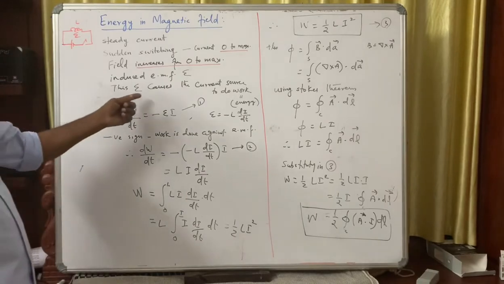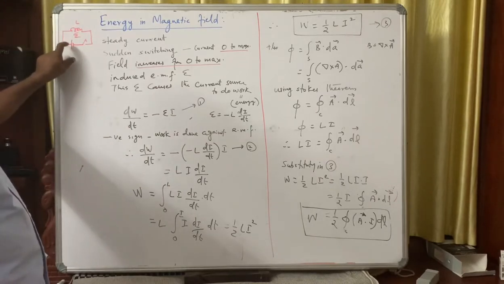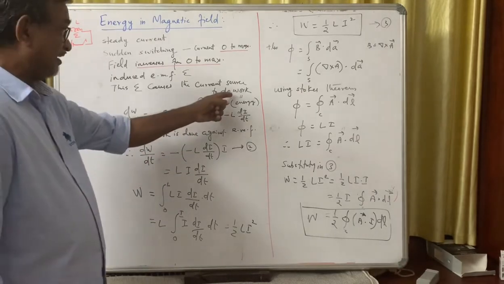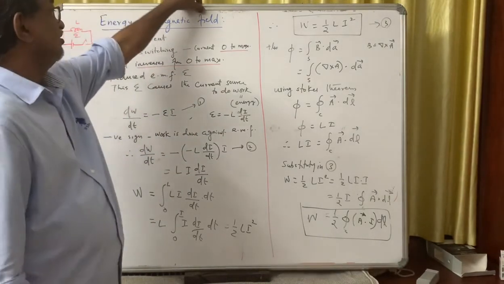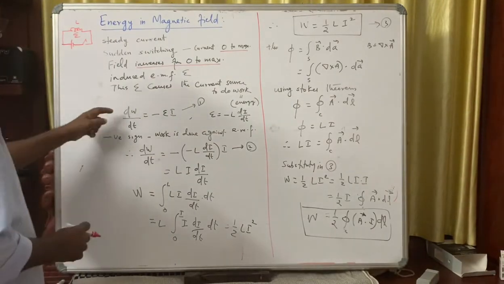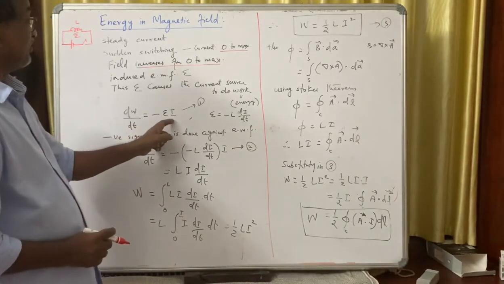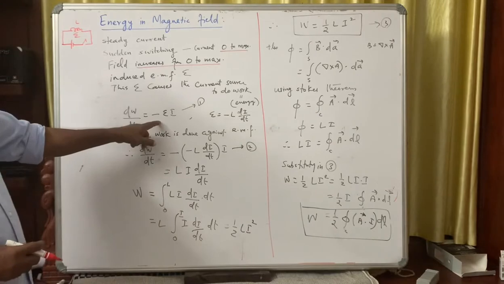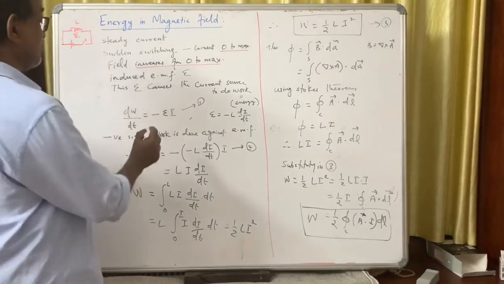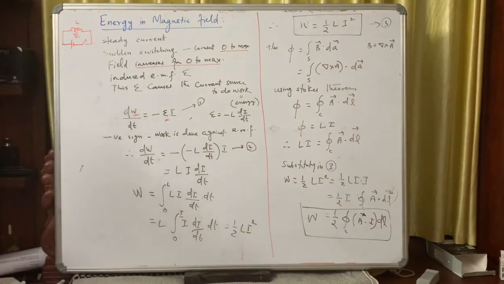And this EMF causes the current source to do work. It forces the current source to do work, and that is the energy produced in the magnetic field. We know dW by dt is equal to minus EI. You just remember, power is equal to EI. So what is the meaning of this negative sign? The negative sign shows that work is done against EMF, so in the opposite direction.